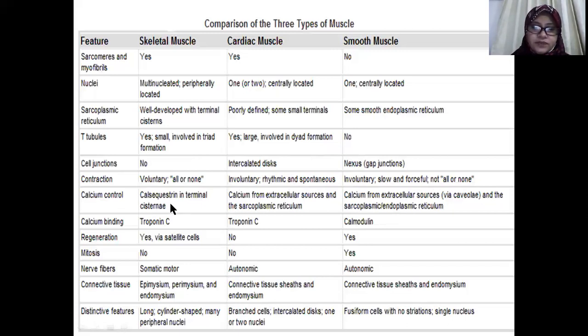Calcium control. In skeletal muscle, calcium comes from the sarcoplasmic reticulum, with calsequestrin in the terminal cisternae. In cardiac muscle, calcium comes from extracellular sources and the sarcoplasmic reticulum. In smooth muscle, calcium comes from extracellular sources and the sarcoplasmic or endoplasmic reticulum. The calcium binding protein troponin C is present in skeletal muscle and also in cardiac muscle, and in smooth muscle it is calmodulin.